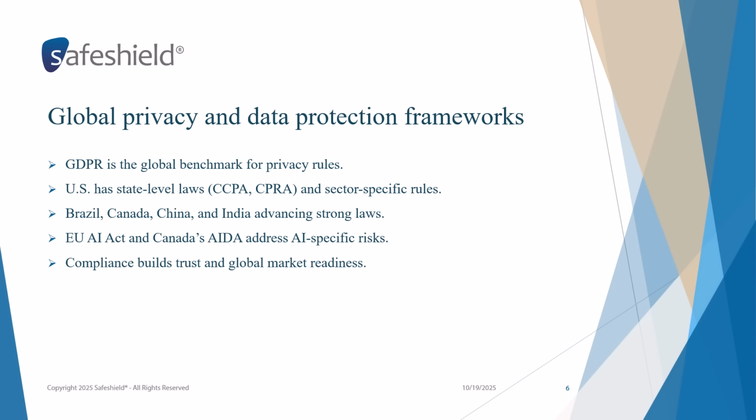Globally, countries such as Brazil, Canada, China, and India are developing or enforcing comprehensive data protection laws. Many of these frameworks share common principles: lawfulness, fairness, purpose limitation, data minimization, and accountability. For AI specifically, new rules are emerging. The European Union's AI Act complements GDPR by imposing obligations on high-risk AI systems, particularly those handling sensitive personal data. Similarly, Canada's Artificial Intelligence and Data Act, AIDA, addresses AI governance and accountability.